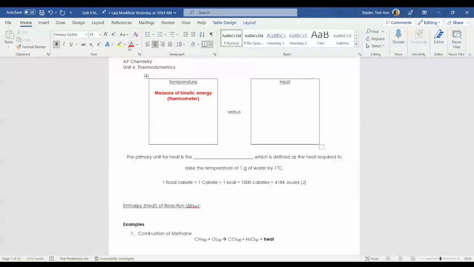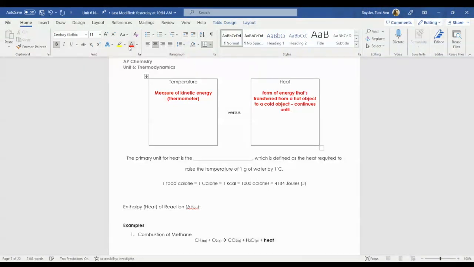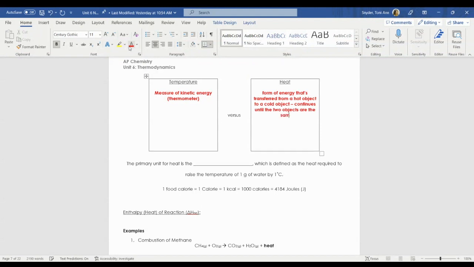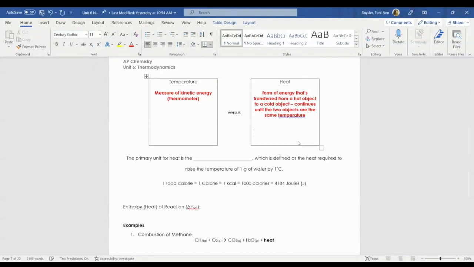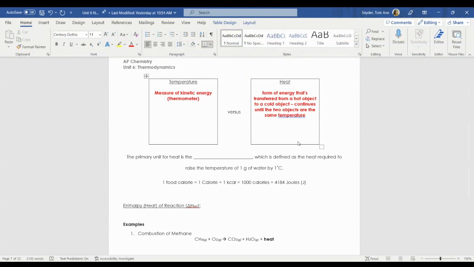Let's make this red here. It's a form of energy that's transferred from a hot object to a cold object. And this continues until the two objects are the same temperature. And we're going to talk more about what that means in a little bit because we're going to actually calculate this transfer of heat. So temperature measures kinetic energy, whereas heat is more of the form of energy that's transferred.